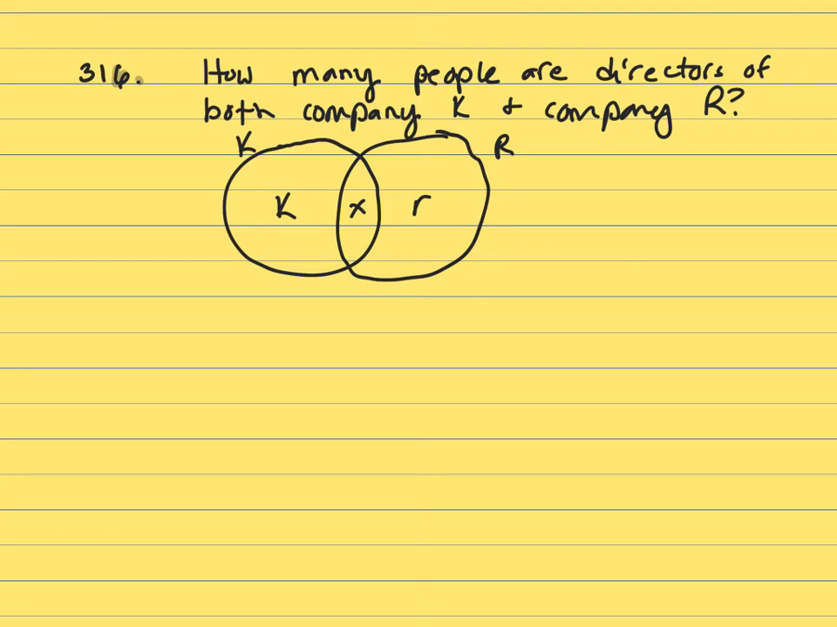So I've drawn a Venn diagram because we're trying to find X. How many directors are director of both company K and company R? So we're trying to find X. All right, look at clue 1.